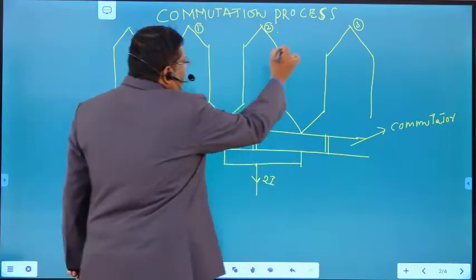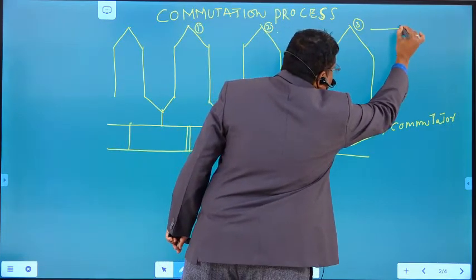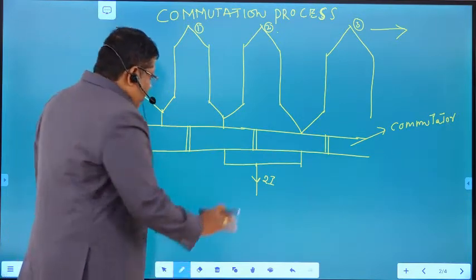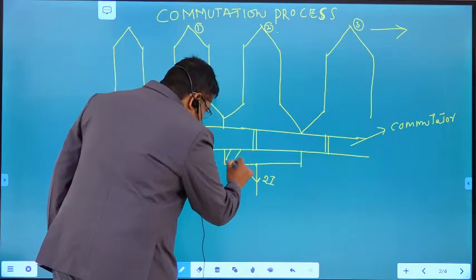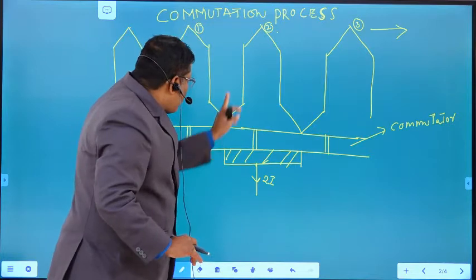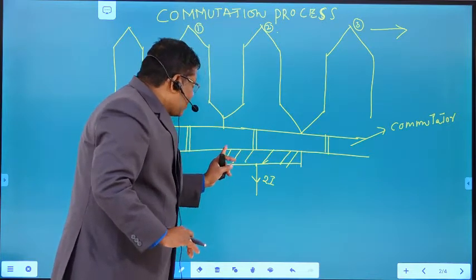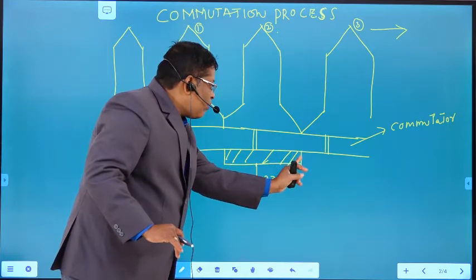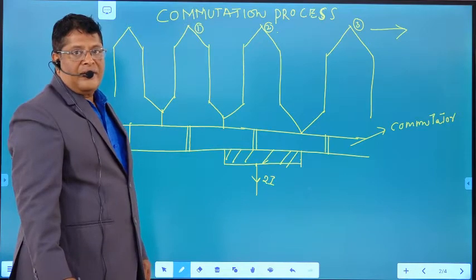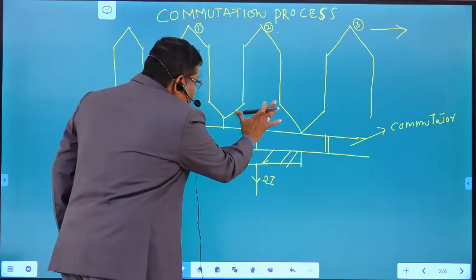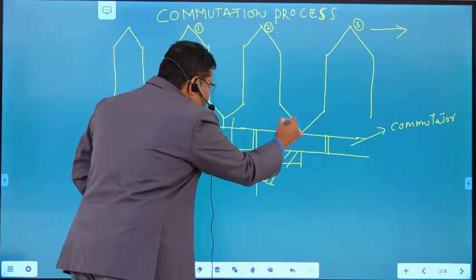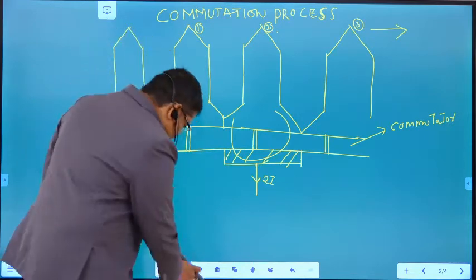See here, the armature is rotating, and we are assuming it is rotating in this direction. This is the initial position. Try to observe here: the start of the second coil is exactly connected to this brush, and the end of the second coil is exactly connected to the end of the brush. Coil 2 is exactly short circuited through the brush, in this manner.